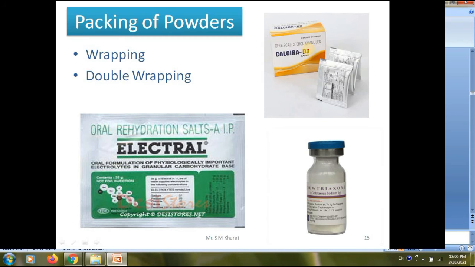So this is about the techniques of mixing. Now we will see in the next part, that is the packing of powder. In this I have primarily introduced that wrapping and double wrapping. So wrapping, this is the single wrapping, and second one is a double wrapping. So can anyone tell me in what condition I will use the double wrapping?